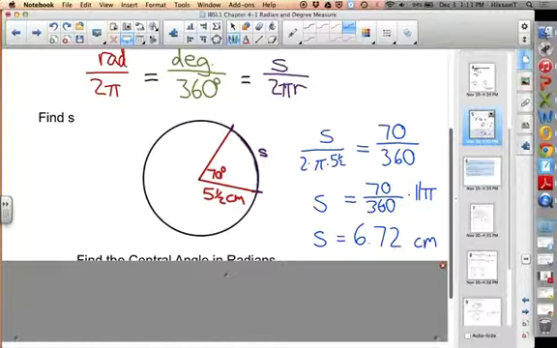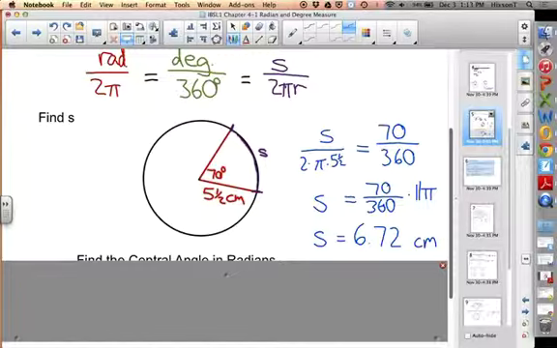6.72 centimeters. So that's how far around the circle s takes us. Yes, this is 11 pi, because it was 2 times 5.5. I see some SATs all the time that I never know how to do it. Well, now you know.